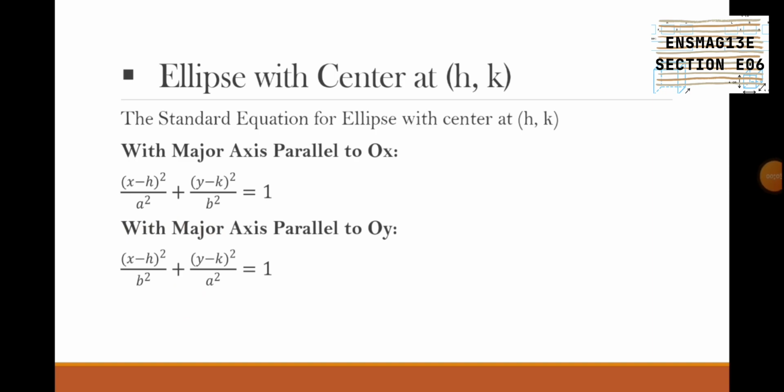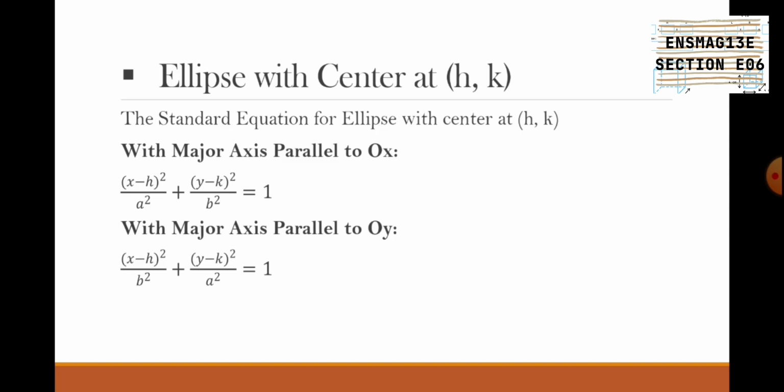Ellipse with center at coordinates h, k. The standard equation for ellipse with center at coordinates h, k, with major axis parallel to the x-axis, x minus h squared all over a squared plus y minus k squared over b squared is equal to 1. With major axis parallel to the y-axis, x minus h squared over b squared plus y minus k squared over a squared is equal to 1.